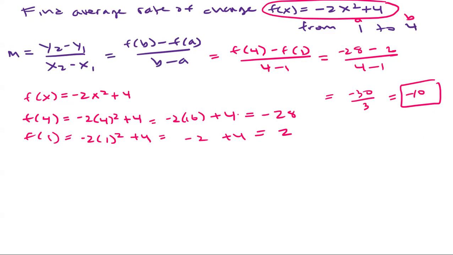All right, so again, what's the average rate of change? It is negative 10. Maybe the person was driving and they're decreasing their speed by 10 miles per hour, slowing down, something like that. But in this case, the average rate of change is negative 10.